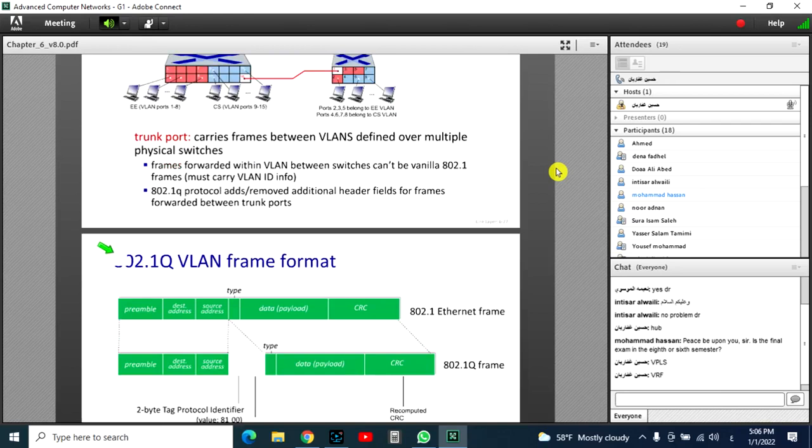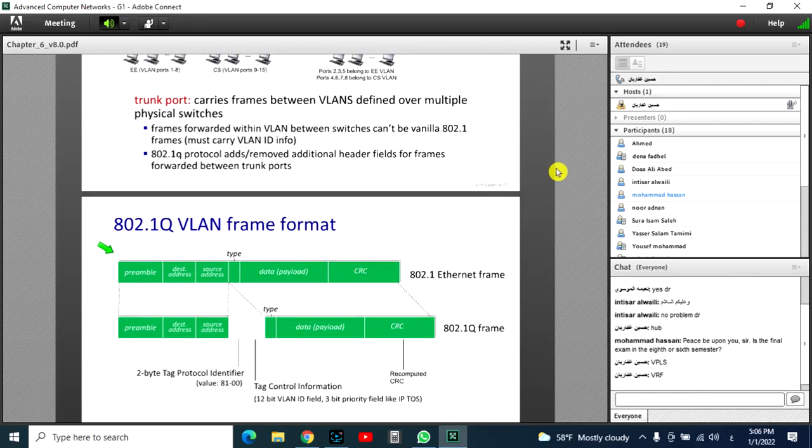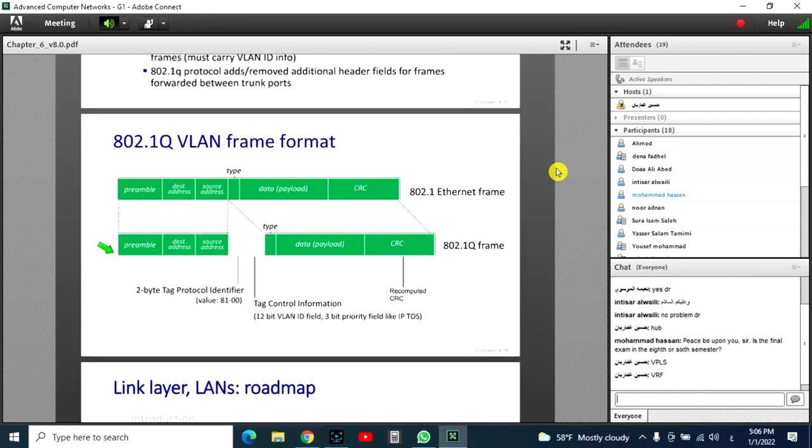protocol 802.1Q. We have to use this protocol. In this case, when we use this protocol, look at this one here. We put this payload.